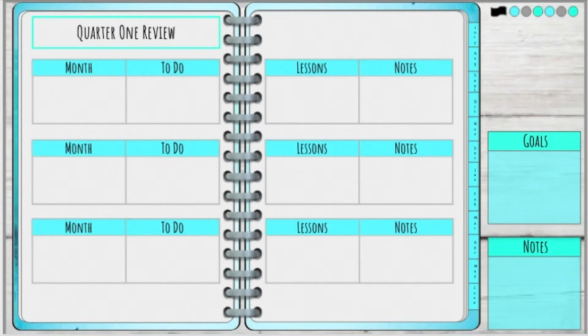Quarter one review, we have months and to-dos, lessons and notes, and we made those an outline for quarters 1, 2, 3, and 4.